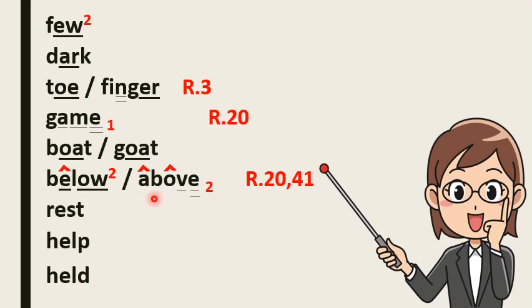You see here? Above. Even here, below. Because we have a single consonant between two vowels, so we're going to divide the word in half. Okay? That is rule 41. A single consonant between two vowels, and you're going to divide the whole word into half.